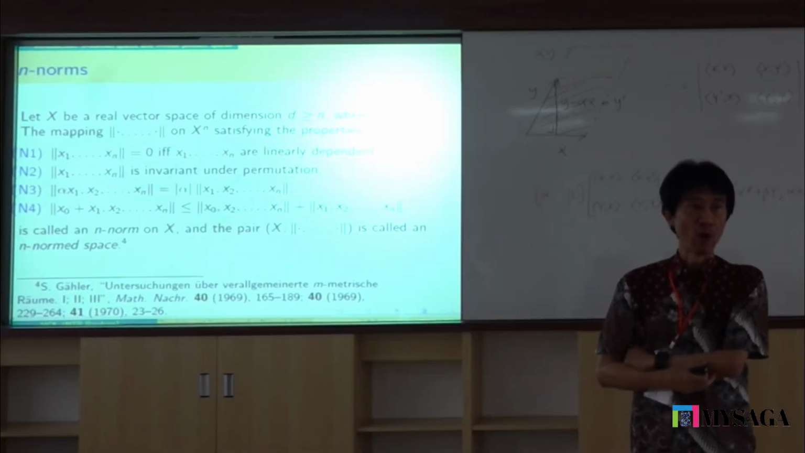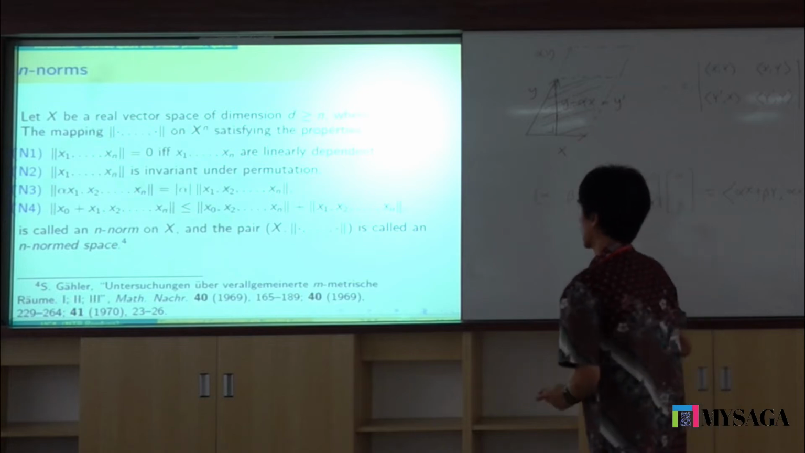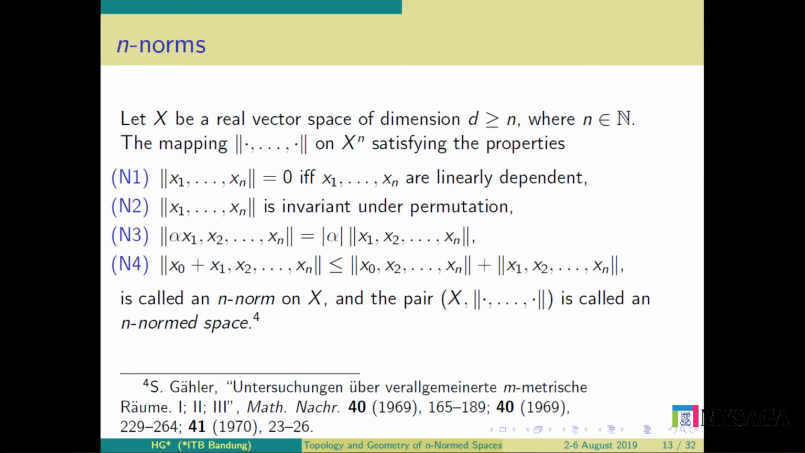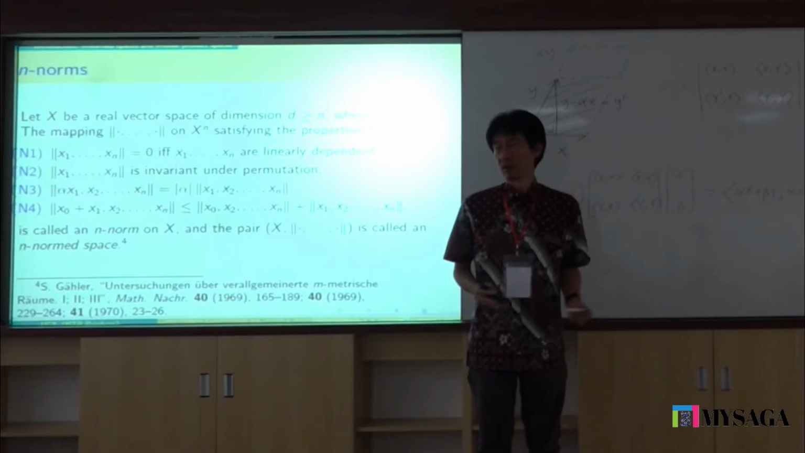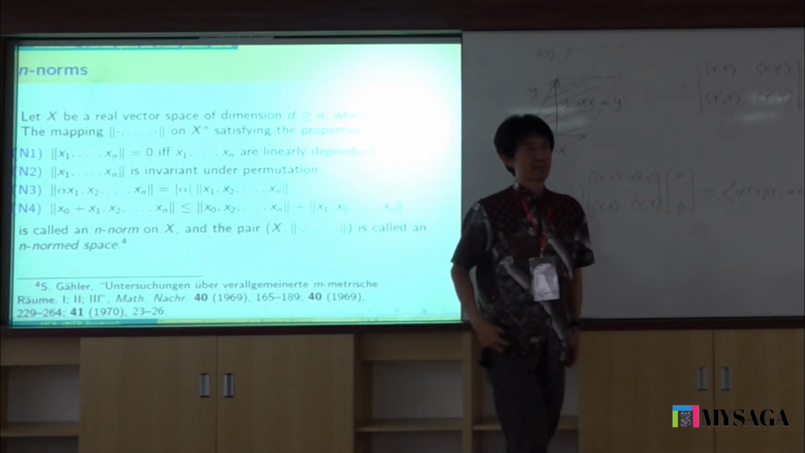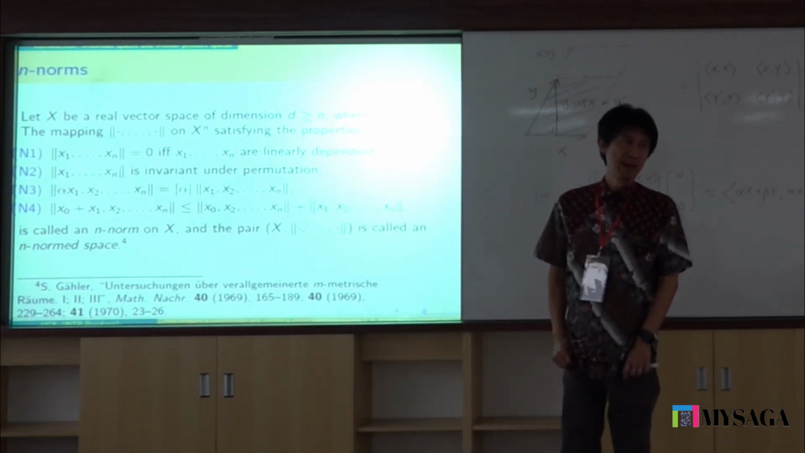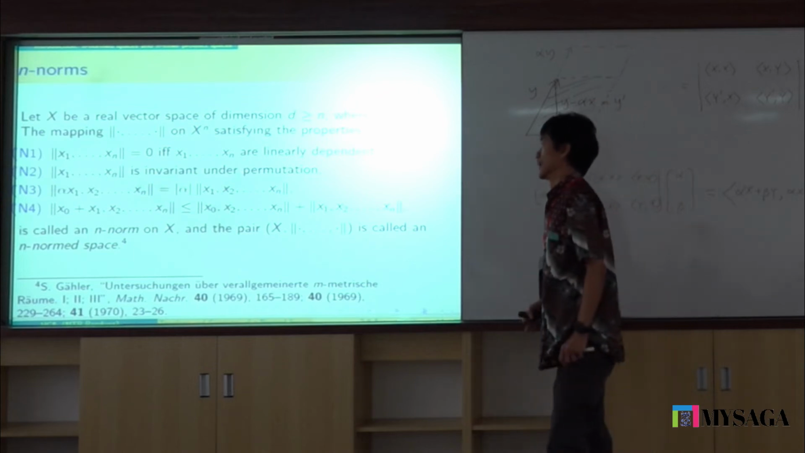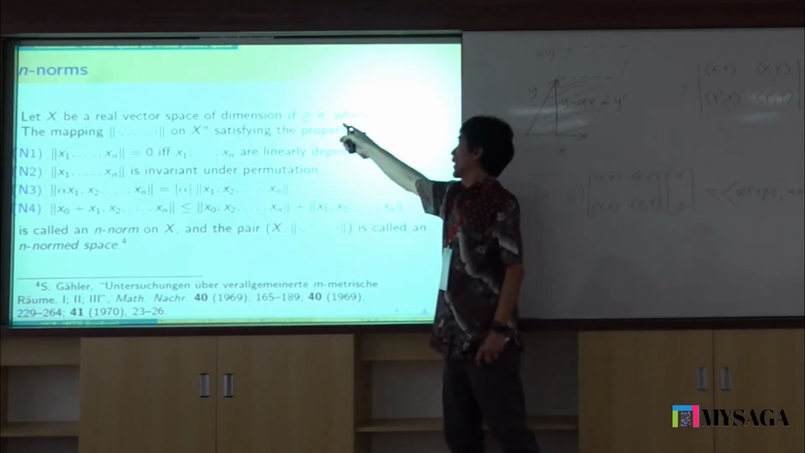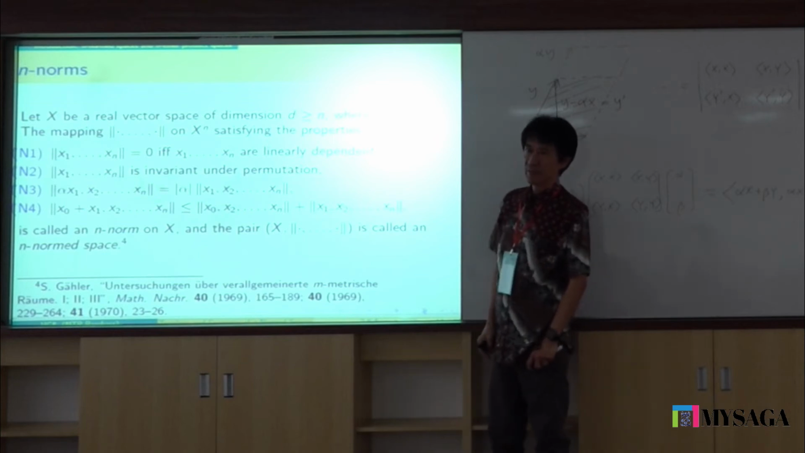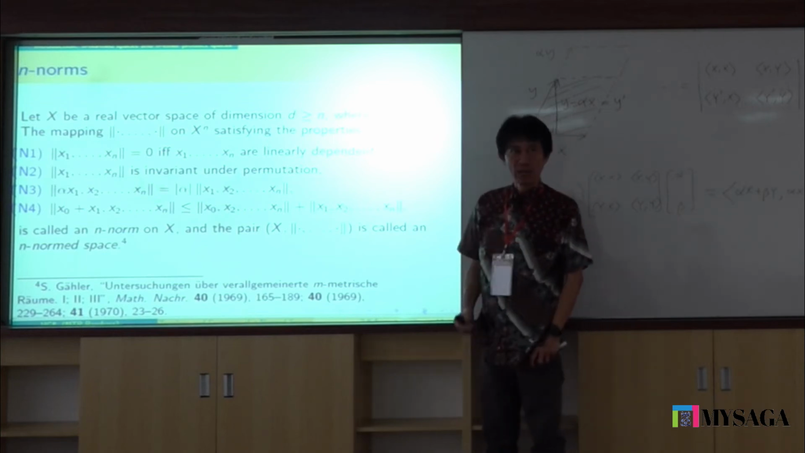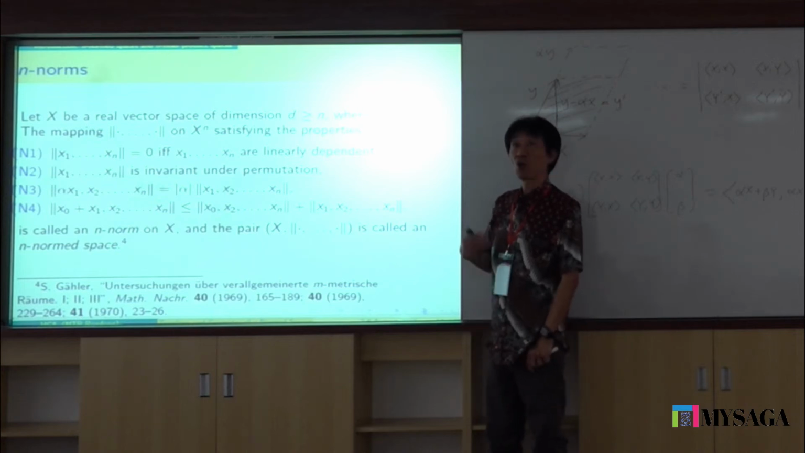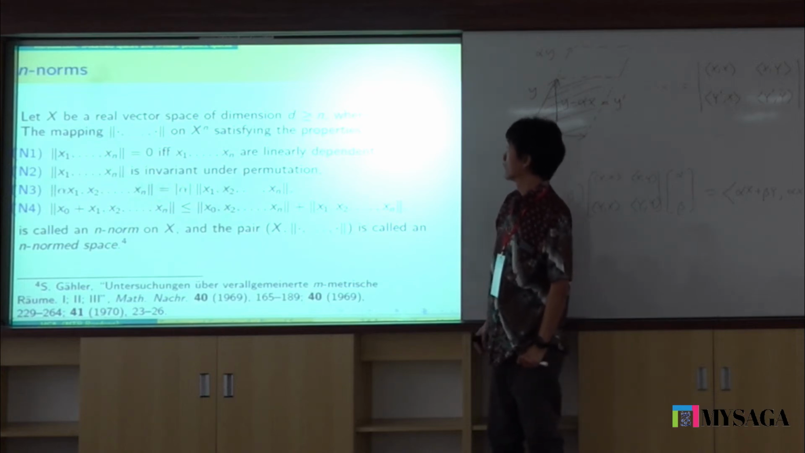what an n-norm is. So X now is a real vector space of dimension D, which is at least equal to n. If it is less than n, then the first property says that the value is always 0, so there is nothing to discuss. At least the dimension should be n, meaning that we can talk about n-dimensional things.